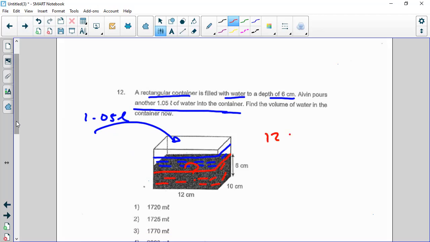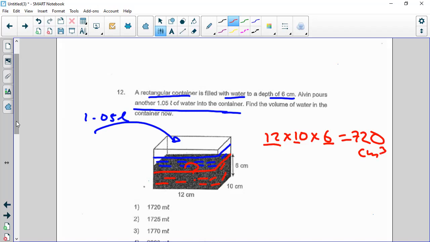You take length times breadth times height of the water at first. Shortcut. 12 times 1 is 12. 12 times 6 is 72. And put back the 0. Okay, shortcut. All right, and that is 720 centimeter cube, right?